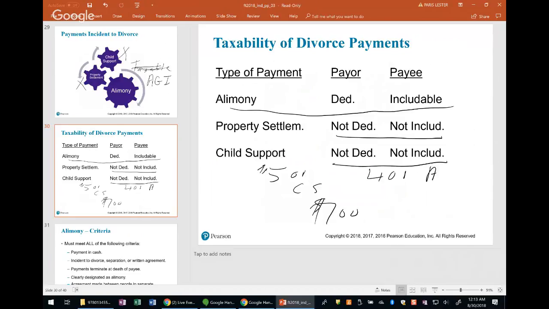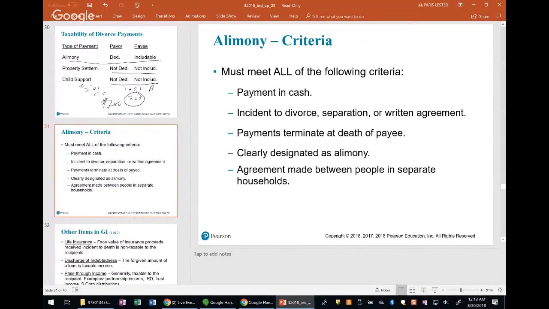It'll be child support. So, Jonathan, you only paid $200 a month this month on alimony, and $200 is all you could take on your 1040 adjustment, and $200 is all she has to include. Now, you may catch up, and that's different, okay? You have to pay alimony in cash. It's usually a written agreement.